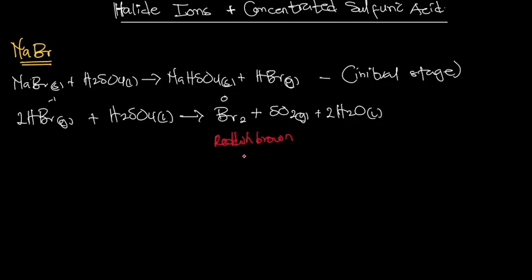reddish brown gas. Now, this color is as a result of bromine, Br2, getting formed. So, bromine will give you a reddish brown gas. That observation is an indication that you are not getting a pure HBr gas, rather, you are having a bromine gas coming out of the reaction.